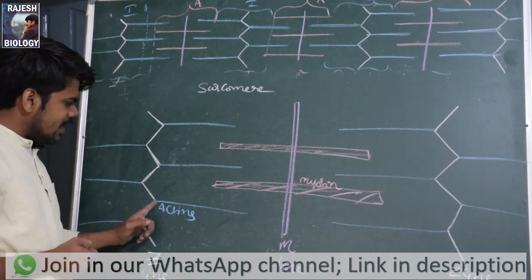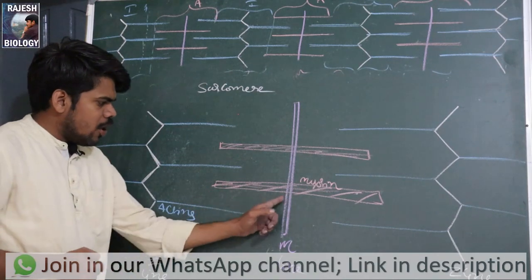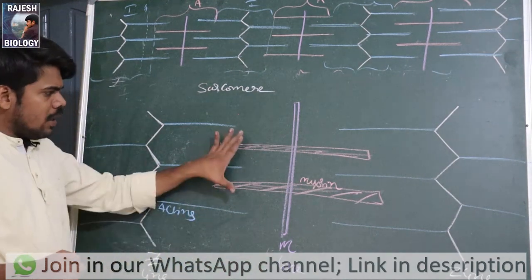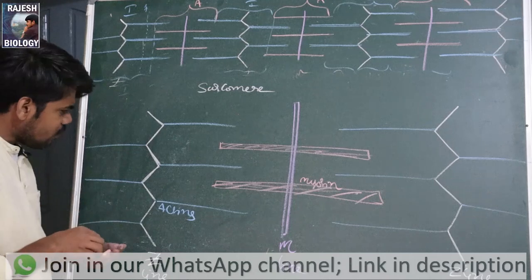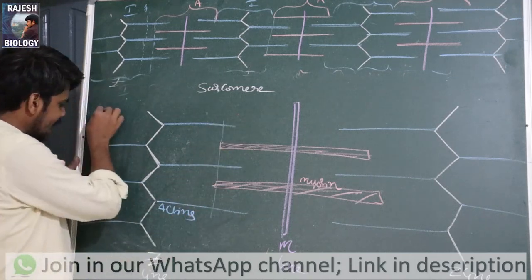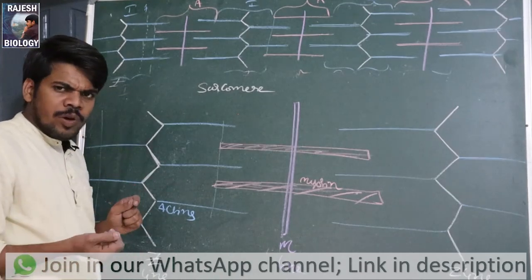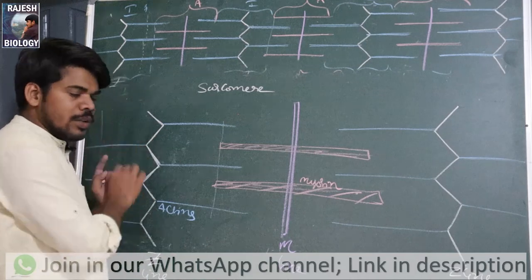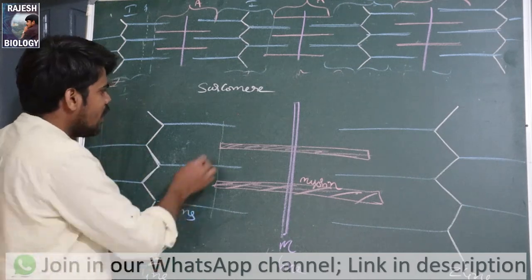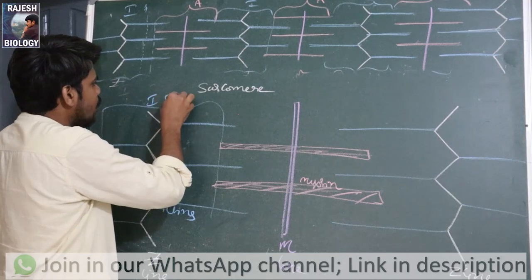Any doubts here? It is actin, myosin, actin. Actins bind with the G line, myosin binds with the M line. Clear up to now? These actins, where there is no myosin, that is called the I band. That is called what? I band.